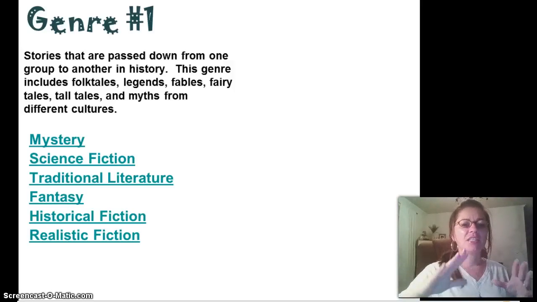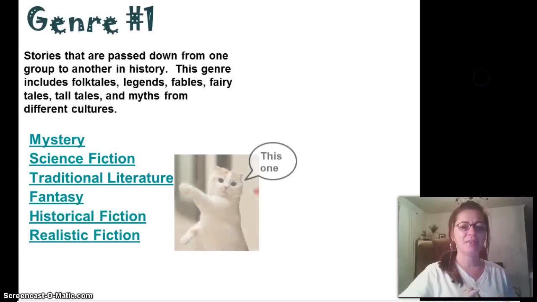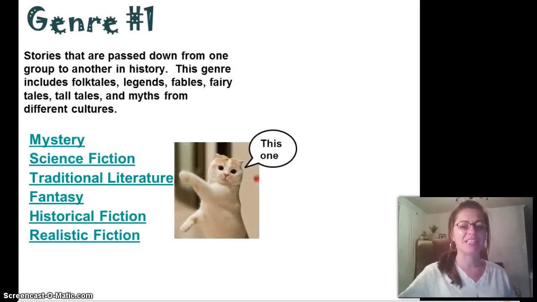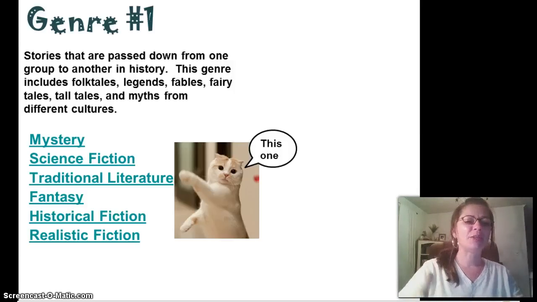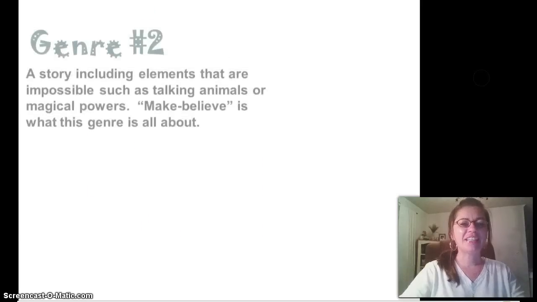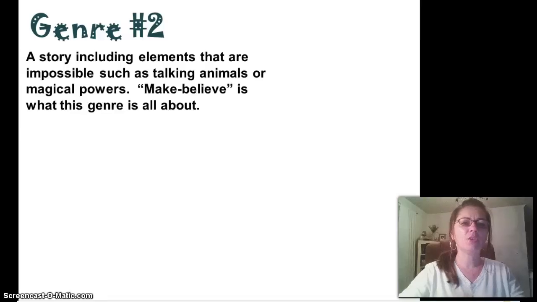Folk tales, legends. Here's a clue for you. Passed down from one generation to another. Do you know what it is? Well, let's get some help. This is traditional literature. This one. I think the cat's adorable. So traditional literature, that's what we just described. This is traditional fiction.